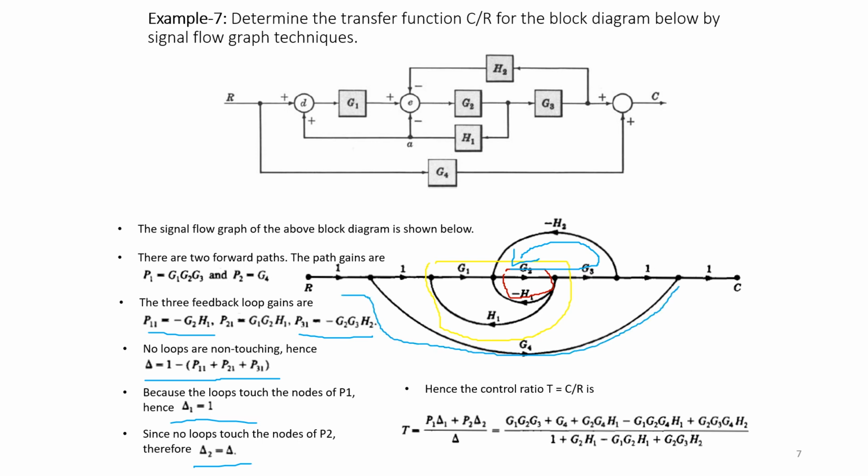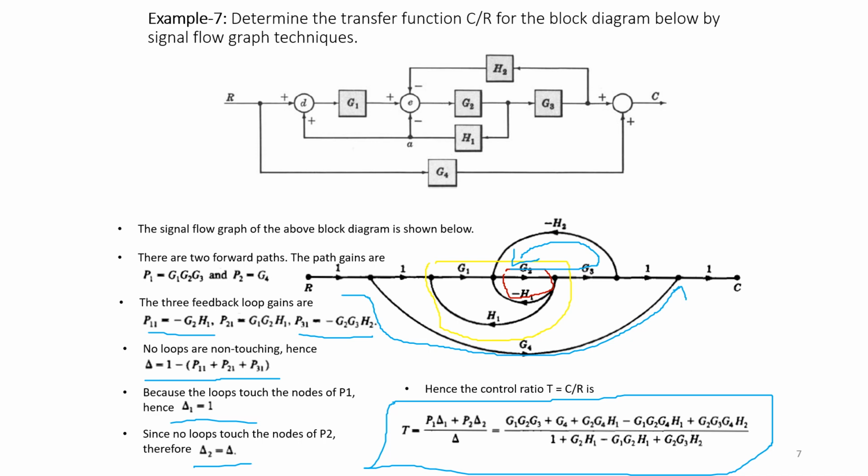It's a separate forward path. So consider all the loops for your delta 2. So delta 2 is nothing but equal to your delta itself. Okay, so everything is included here in the form of a transfer function. So your transfer function is taken as P1 delta 1 plus P2 delta 2 divided by delta, which is taken as G1, G2, G3 plus G4.